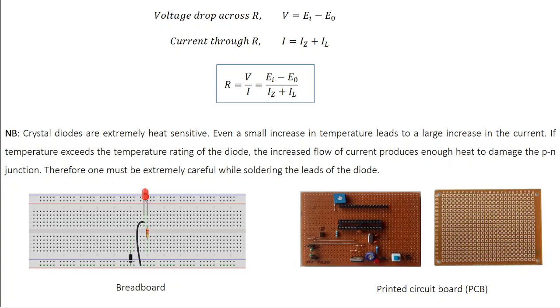Now every diode has what is known as a temperature rating. This is the maximum temperature it can withstand. So if the temperature exceeds the temperature rating of the diode, then the increased flow of current is going to produce a large amount of heat, which eventually damages the PN junction. Therefore, one must be extremely careful while soldering the leads of the diode.